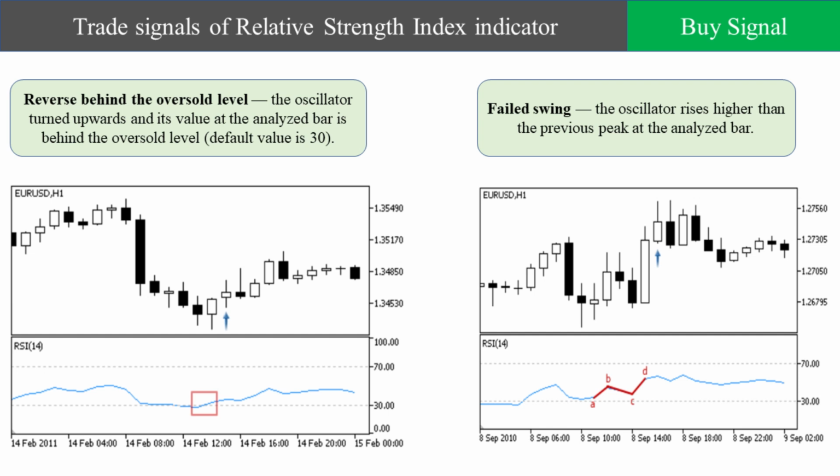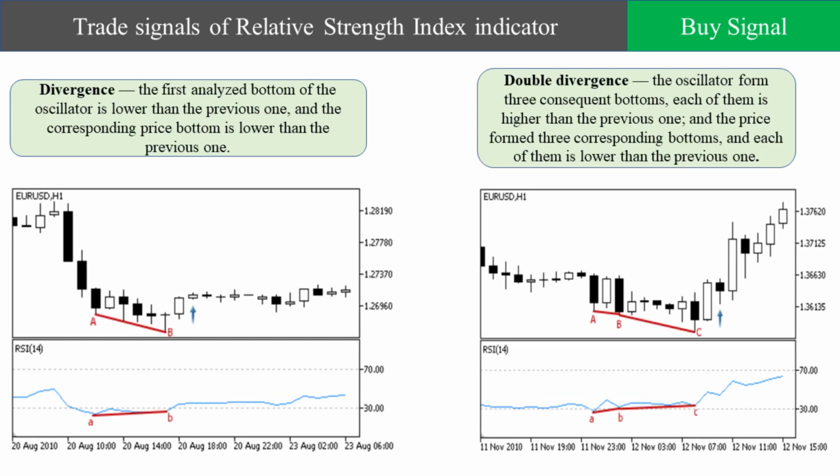Buy signal: reverse behind the oversold level. The oscillator turned upwards, and its value at the analyzed bar is behind the oversold level. Default value is 30. Failed swing. The oscillator rises higher than the previous peak at the analyzed bar. Divergence. The first analyzed bottom of the oscillator is lower than the previous one, and the corresponding price bottom is lower than the previous one.